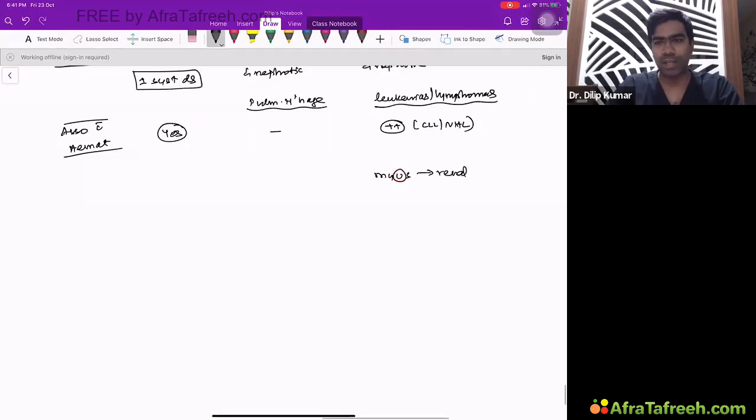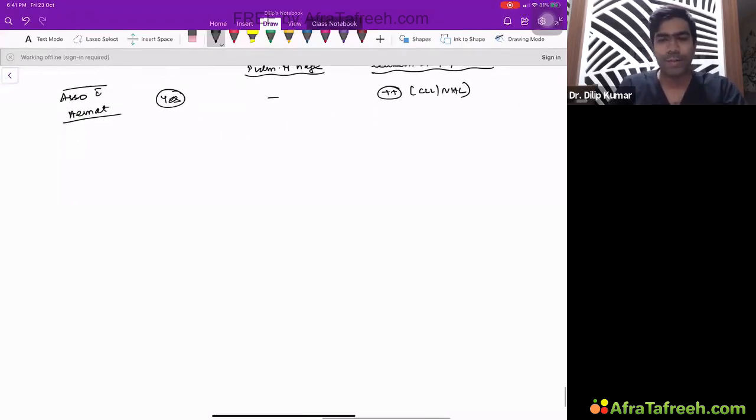If an MGUS-like picture is having renal involvement, that's actually called MGRS, a monoclonal gammopathy of renal significance. It should not be called MGUS anymore. Only if you don't know the significance of that monoclonal gammopathy do we call it MGUS. If you clearly have renal involvement, then it will be called monoclonal gammopathy of renal significance. So that's different. What will be the treatment?